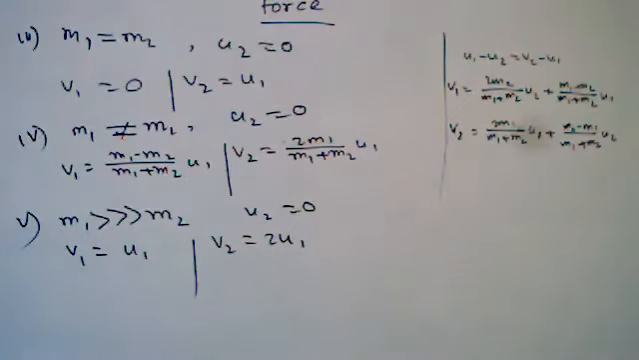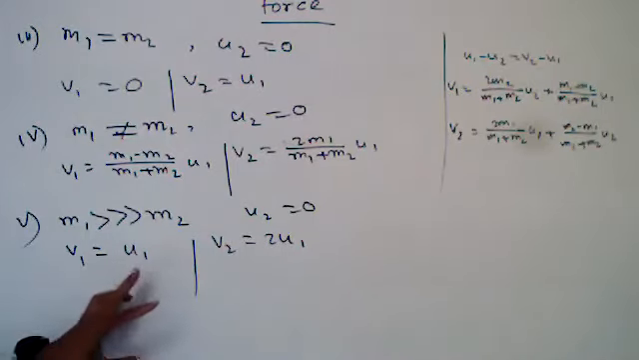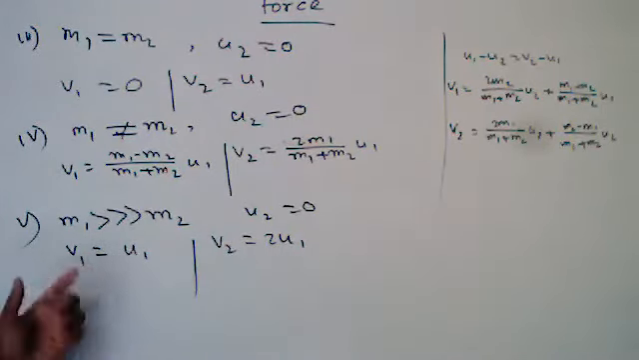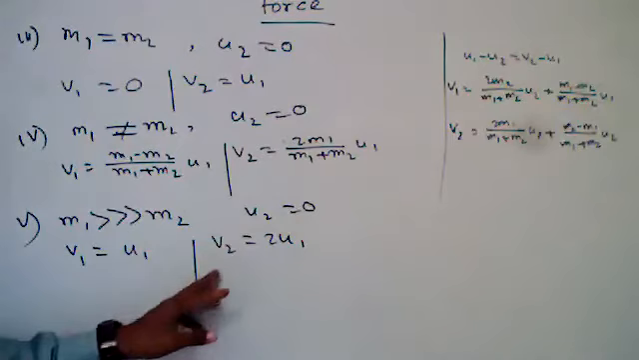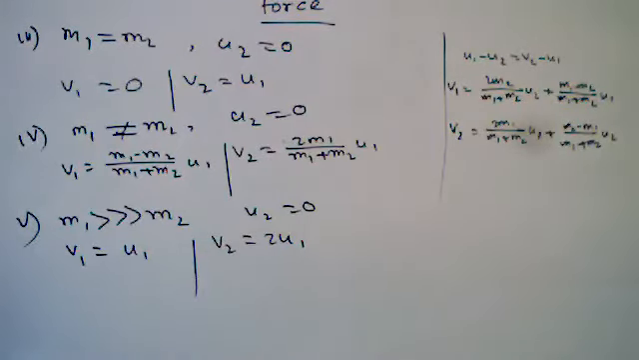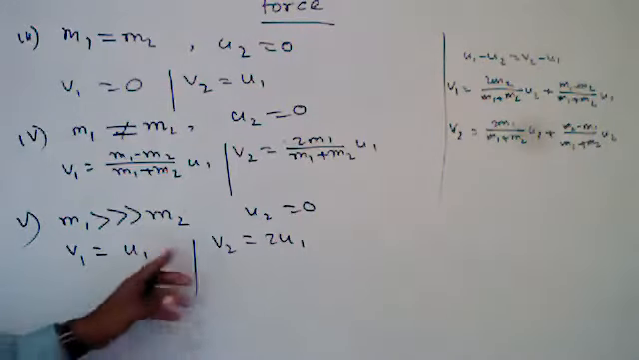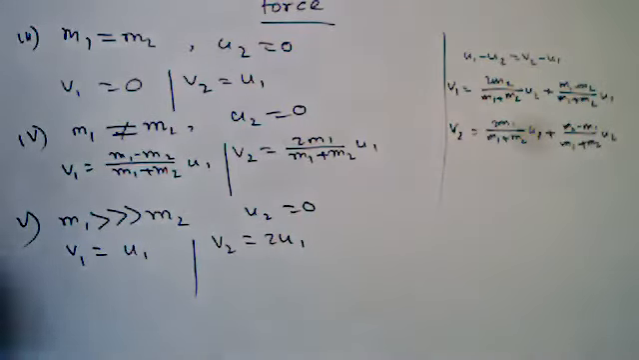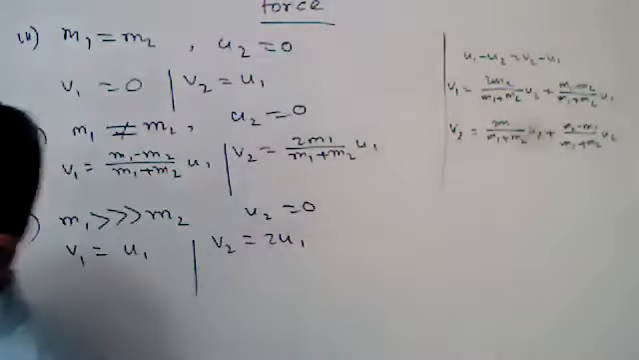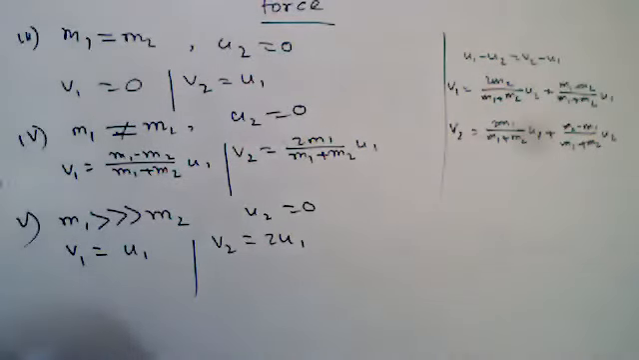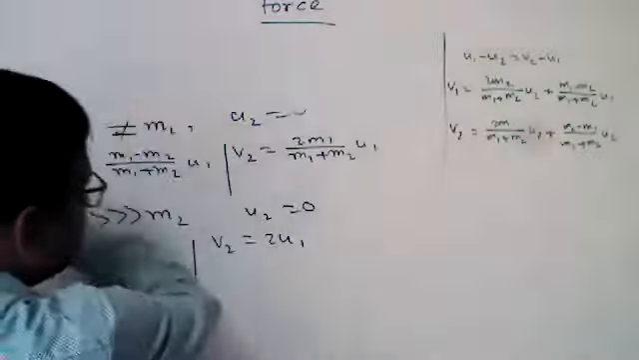So from this discussion, we can say after collision, the velocity of the first object is not changed. It's nearly equal to the initial velocity of the first object before collision, and the velocity of the second object after collision will be double the velocity of the first object before collision. So B1 equals U1, B2 equals 2U1. This is the exceptional case from this calculation. Now we discuss some numerical problems by using this formula.